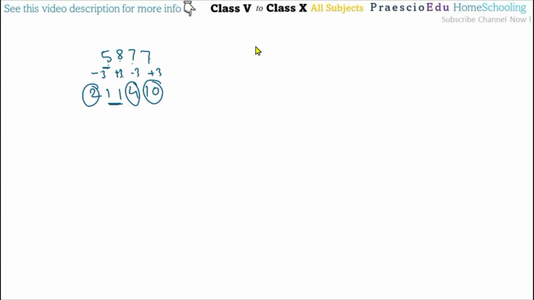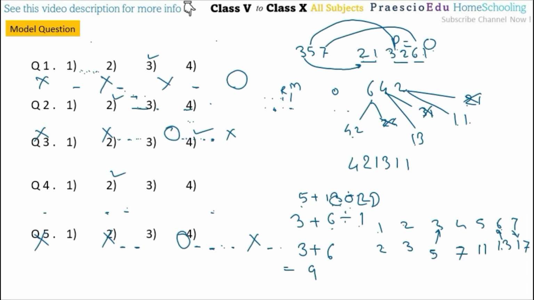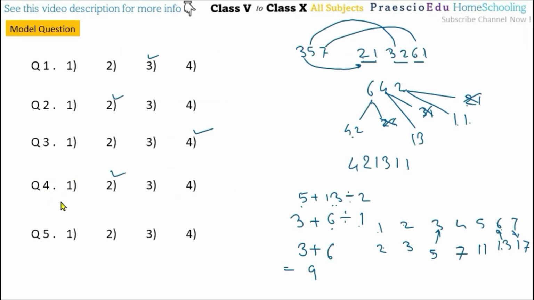The same we have to apply for 6, 3, 8 and 1. So 6 minus 3, here plus 3, here minus 3 and here plus 3. 6 minus 3 is 3, 3 plus 3 is 6, 8 minus 3 is 5 and 1 plus 3 is 4. So 3654, and 3654 is given in option number 1.